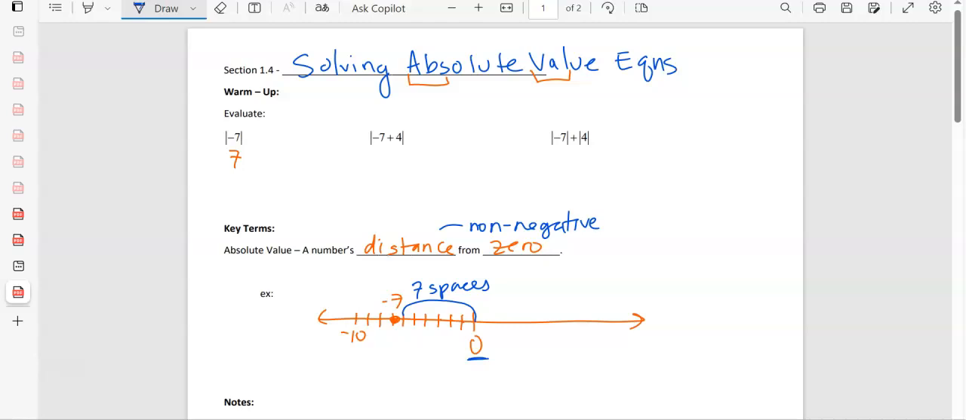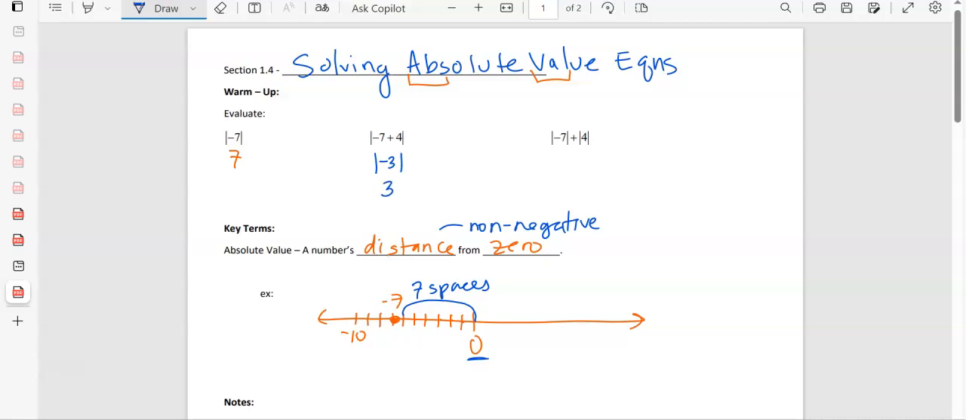In the second example, in the absolute value bars, we have the expression -7 plus 4. So these act like grouping symbols, which means before we do the absolute value, we actually want to add inside. So -7 plus 4 is -3, and now we take the absolute value of -3, which is 3.